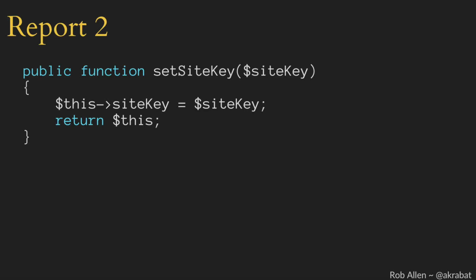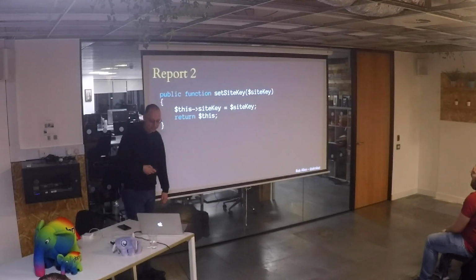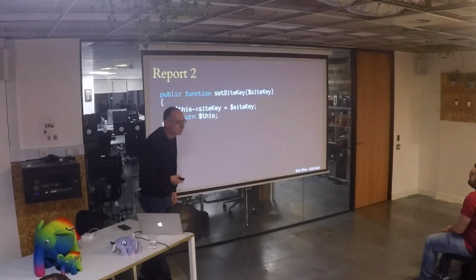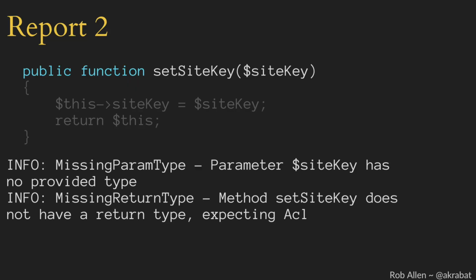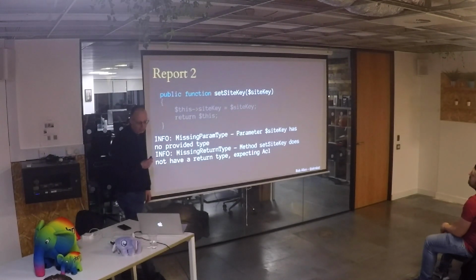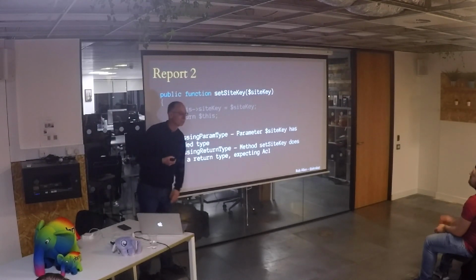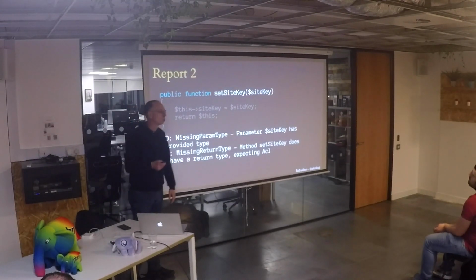Report 2, further down the same file. I've got a set site key that takes a site key and assigns it to site key. You can imagine the errors we're going to get reported here. It doesn't like this line. Missing parameter types. Parameter site key has no provided type and also a missing return type. Set site key does not have a return type, but it knows that we return something. So it would like you to declare what you are doing.